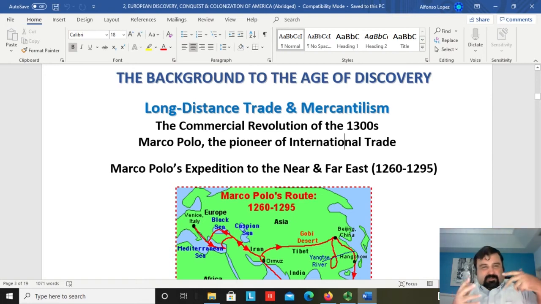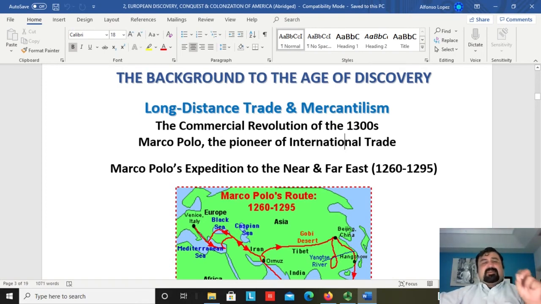Again, long distance trade is the engine of history that is beginning to transform the world and is really initiating what today we call the modern era. So even today, we live in the modern age, but if you really want to trace the early stages of the modern world, the early modern world, we're talking about the 12 and 1300s. This is the rise of the early modern world, if you will.